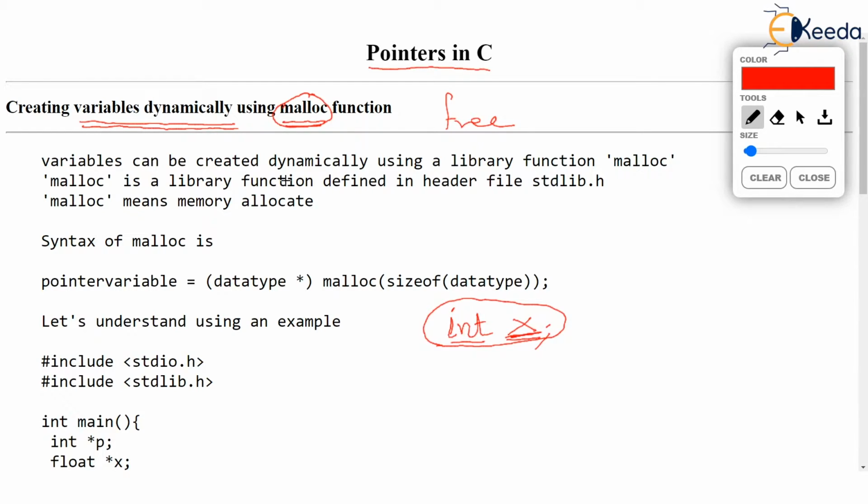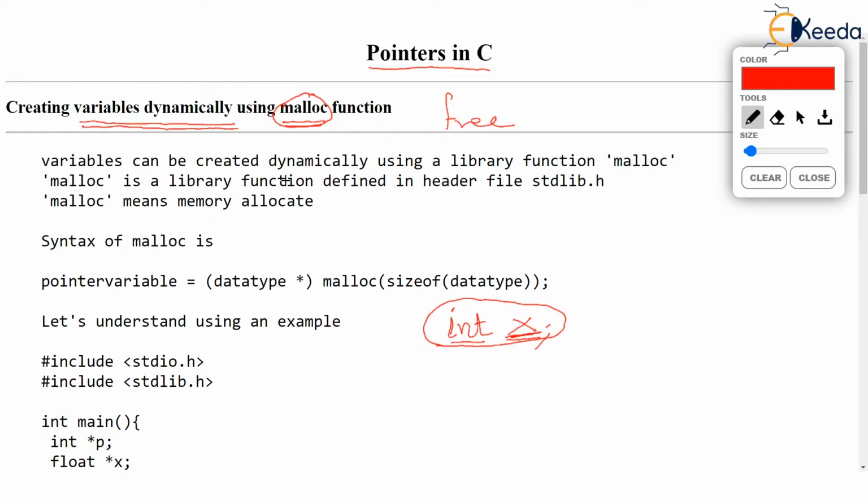But what if we want to create an integer which can be stored in the memory which has no name? We want that some integer like 10 should be stored in the memory, but we are not interested in naming it.